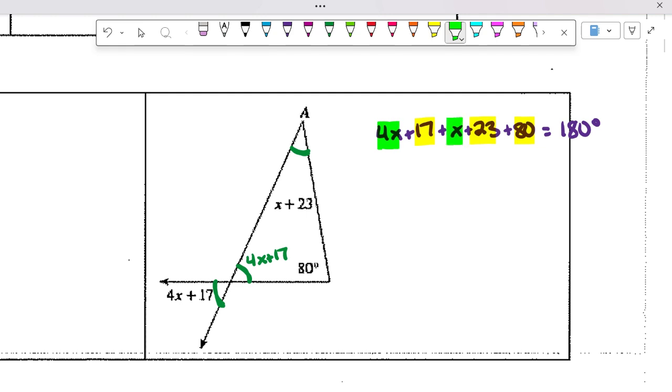So remember, when we combine like terms with variables, what's the only thing that we're adding? So 4x plus x would be what? 5x. You only add the coefficients, which is the number in front of the variable. And there is no number in front of the variable. The unspoken number is 1. All right. So if I do 4x plus 1x, it's 5x. What's 17 plus 23 plus 80? It's 120? Okay.